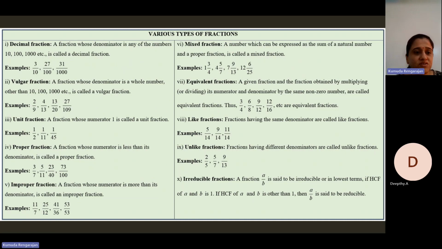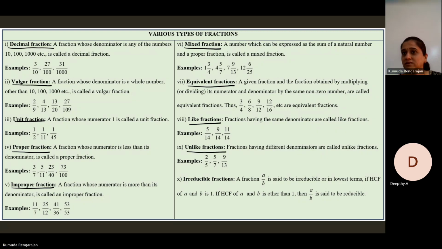All right. So let's just see the keywords again. Decimal fraction, vulgar fraction, unit fraction, proper fraction, improper fraction, mixed fraction, equivalent fractions, like fractions. One fraction you cannot say is a like fraction. You need to have at least two fractions. Two or more fractions may be called like fractions if they have the same denominator. Unlike fractions: we cannot look at one fraction and say that's an unlike fraction. Two or more fractions are said to be unlike if they have different denominators.